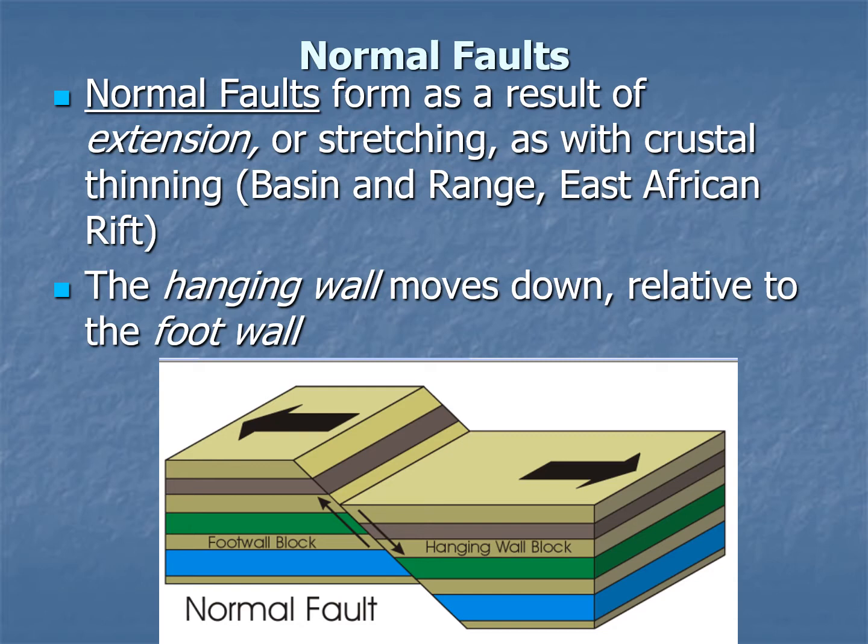So where are you going to find these types of faults? Well, you're going to find them anywhere you have extension. Okay, so divergent boundaries. All right, you're going to find them along your mid-ocean ridges. You're going to find them in your rift zones like the East African Rift. You're going to find them in places where you just simply have stretching like the Basin and Range Province out west.